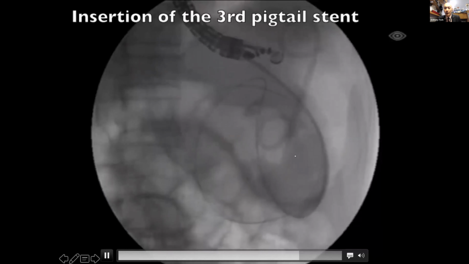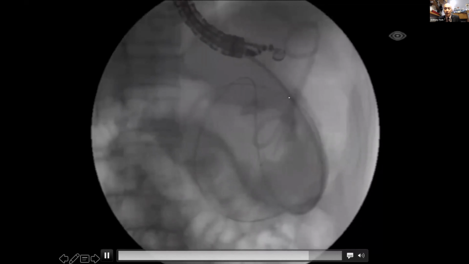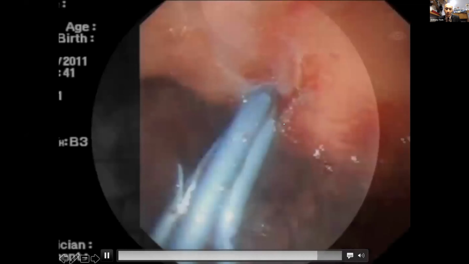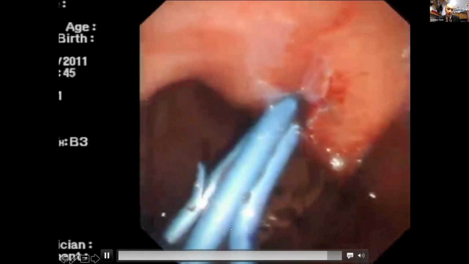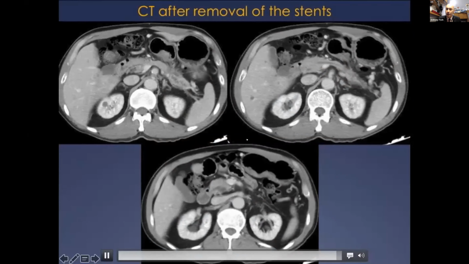So if you insert 1 more stent, then you need to cannulate the tract. Sometimes it's difficult to cannulate the tract because it might be an angulation. And this is what it looks like after placement of the 3 stents. So in general, 2 should be enough because with 1 stent, sometimes the stent becomes blocked and it may cause an infection of the collection. So this is the CT scan after the drainage and removal of the stent.